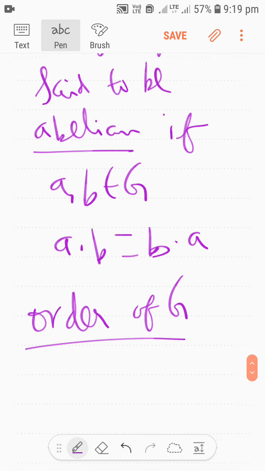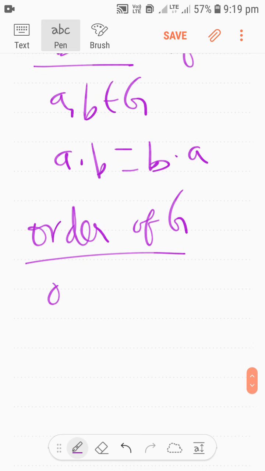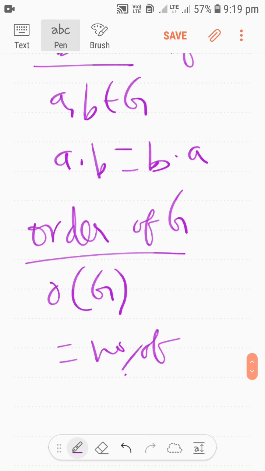Now, order of a group. We can represent it with the symbol order of G. Order of G is nothing but the number of elements of G. This is the order of G.